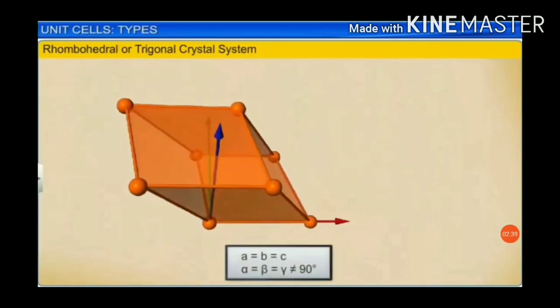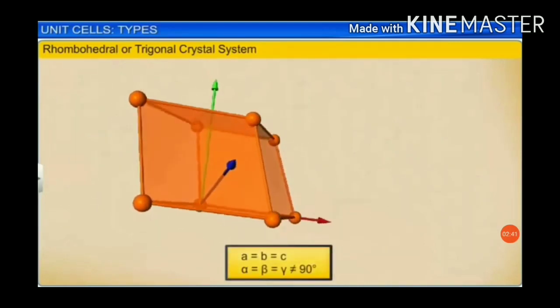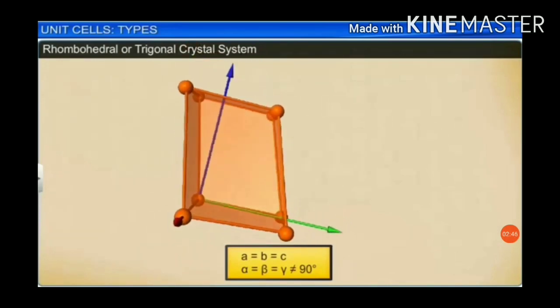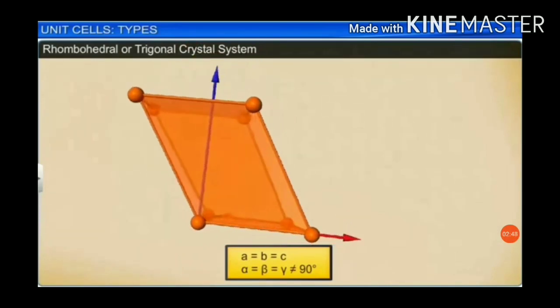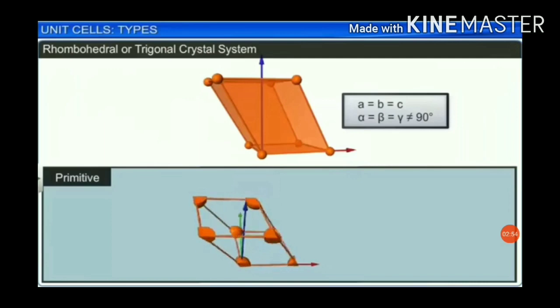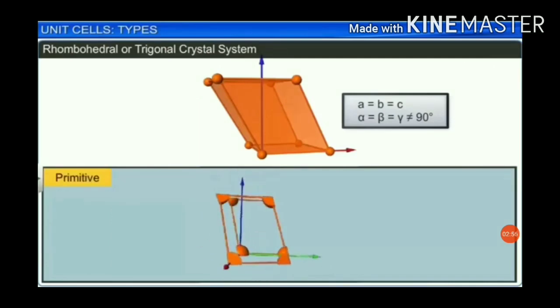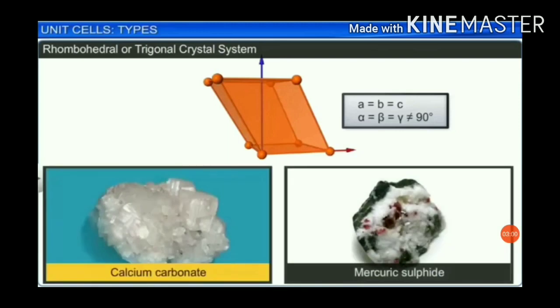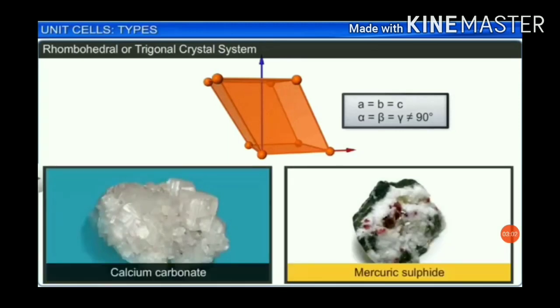Next one, rhombohedral or trigonal crystal system. In this, a equals b equals c, and alpha equals beta equals gamma, which is not equal to 90 degrees. The possible variation is primitive only. Examples: calcium carbonate and mercuric sulfide.